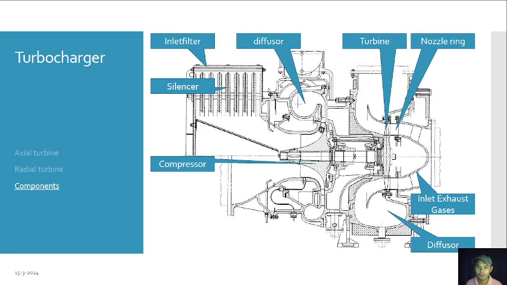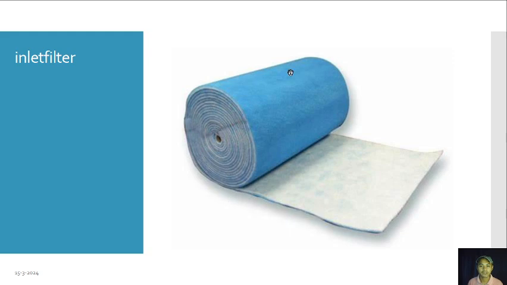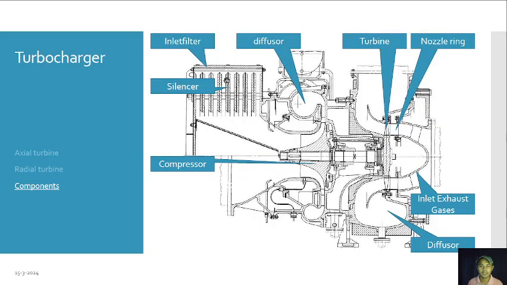So the purpose of this one is to convert the kinetic energy of the air to pressure energy, because inside the engine, the pressurized air will be used to create a much stronger power for our combustion. So this is the inlet filter. This will be wrapped around the silencer.